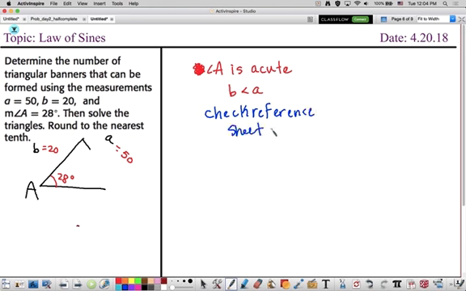So you take note of the information that you have. Angle A is acute, B is less than A, so I check my reference sheet and see where I'm at. Let me hear it when you find out what we're at. How many? One? I'm hearing people say one. So our reference sheet tells us one triangle.